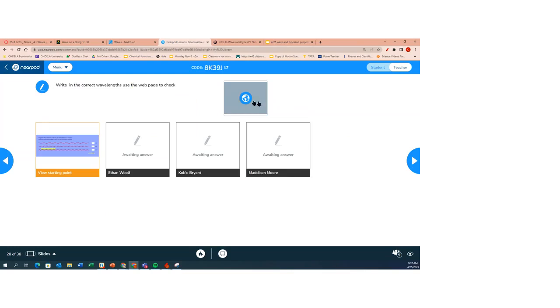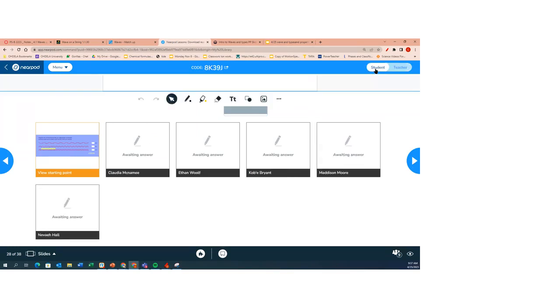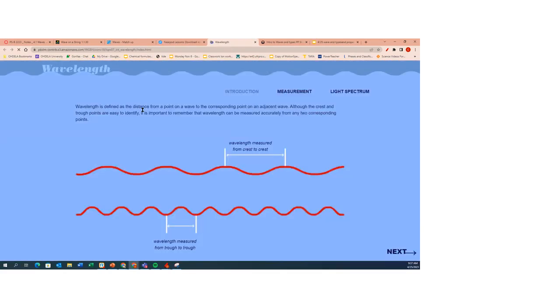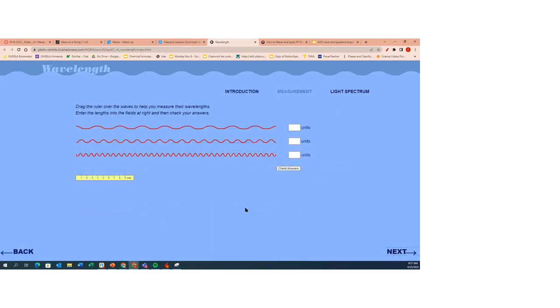All right, so let's do this together. What you're going to do is put in the answers, use this measuring device. You have to go to this website. Hit next. Take the ruler and go from crest to crest.